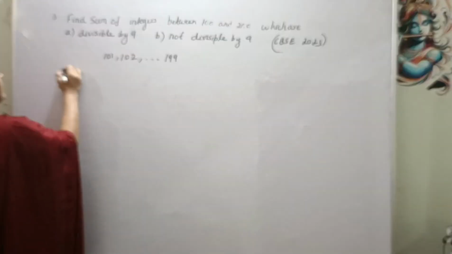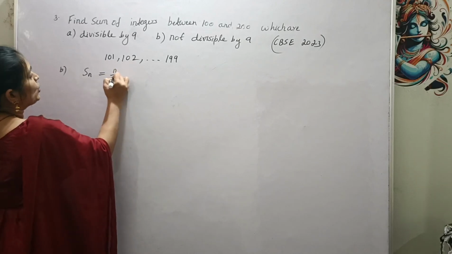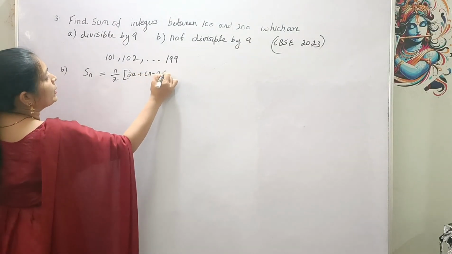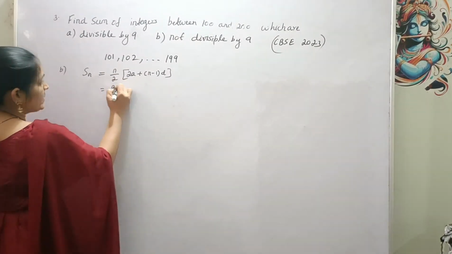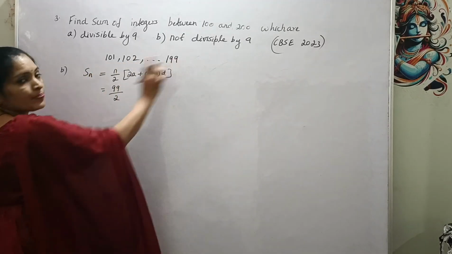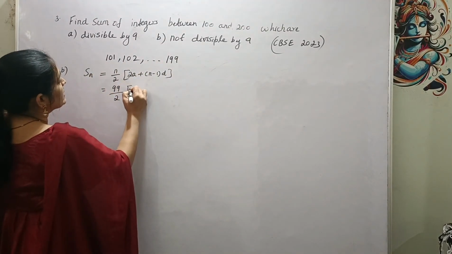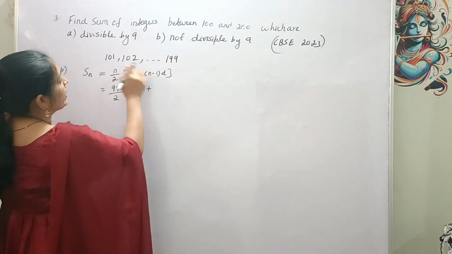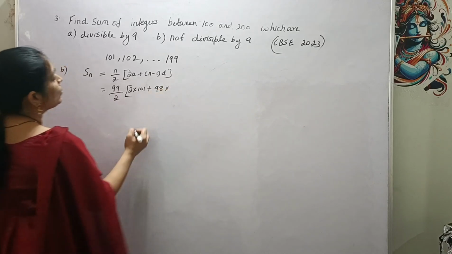So Sn is equal to n by 2, 2a plus n minus 1 into d. That is equal to n is 99 divided by 2. Okay, there are 99 terms, divided by 2. 2 into a, that is 2 into 101, plus n minus 1 into d. n minus 1 is 98 into d.